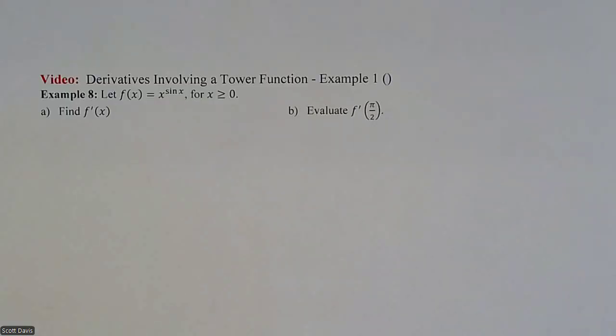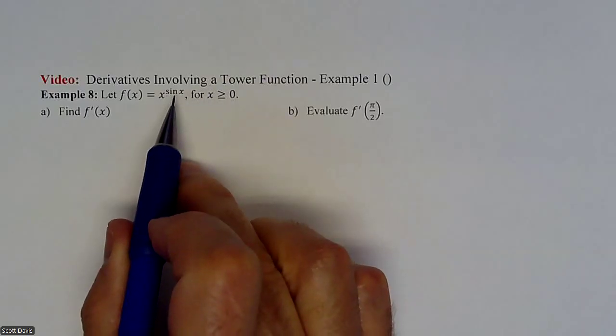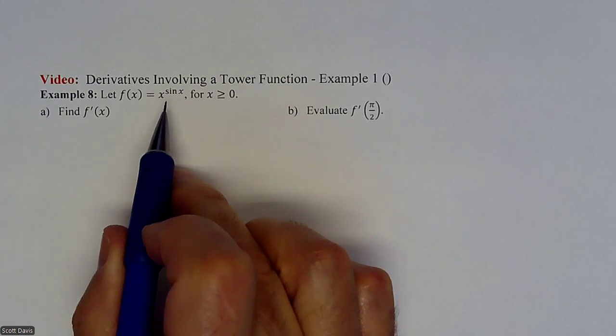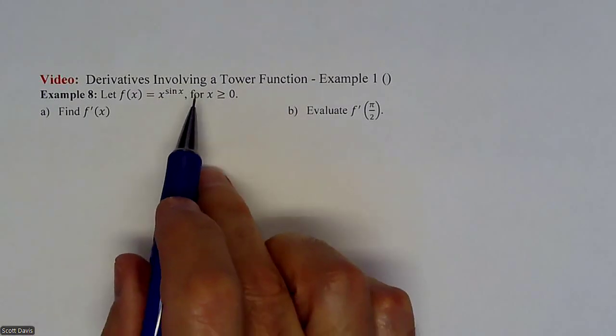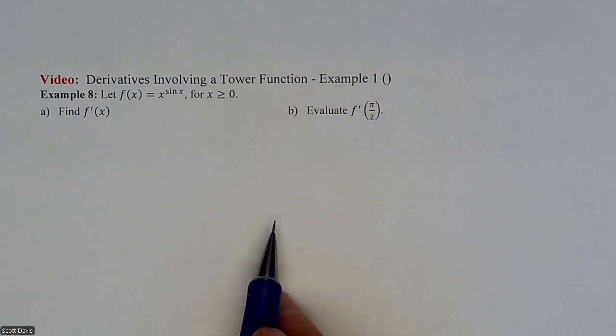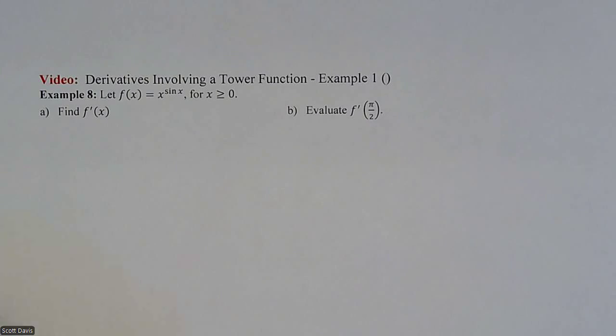In this example, we are going to be taking the derivative of this function, and we call this one a tower function because you have a variable raised to a variable. So that definitely complicates what we've got to do. And then once we find its derivative, we find its slope equation, we're going to find that slope at pi over 2. So it's pi over 2 because we have kind of a trig value thrown into it. So pi over 2 is going to be a reasonable value.